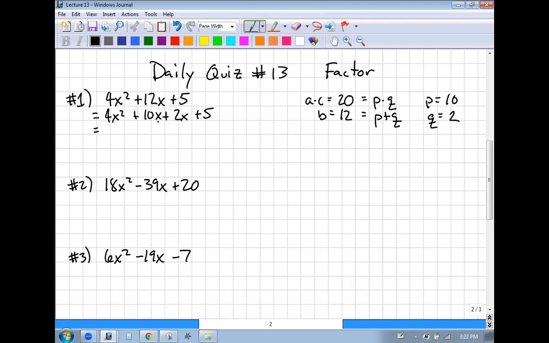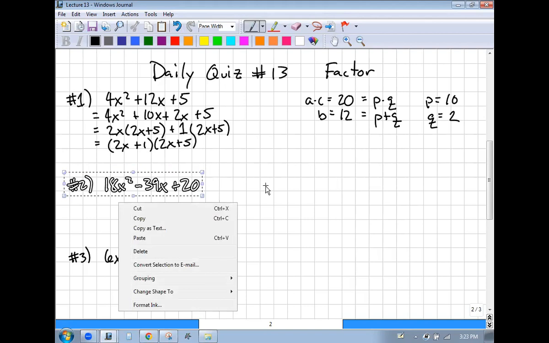If we group now, out of the first two terms I could pull a 2x out. That would give me 2x plus 5. And now I need to rewrite the other part as something times 2x plus 5. Well, it's 1 times 2x plus 5. So that means we have a 2x and over here we have a 1, and they're both being multiplied by 2x plus 5. Boom, factored, right? And we do our touchdown dance.